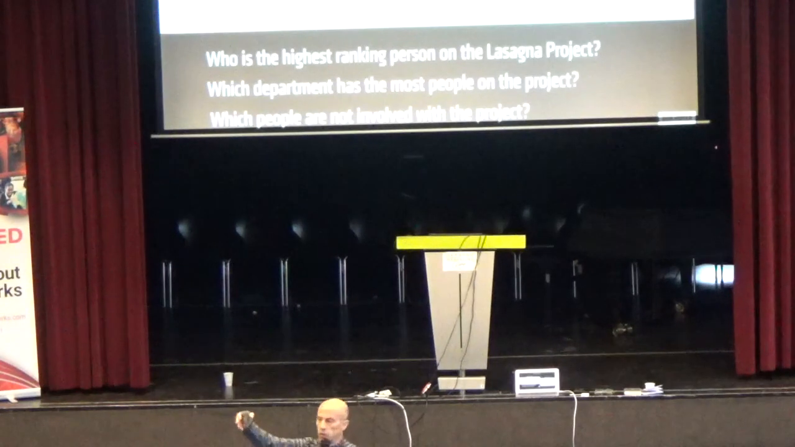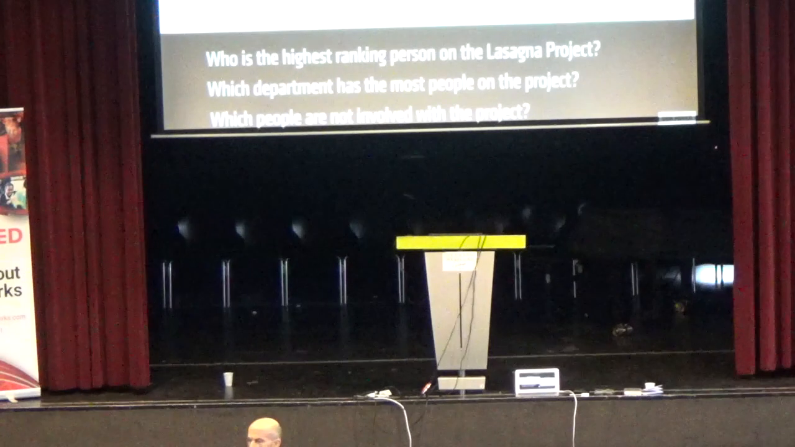So Claire, as I promised, could you tell me please who the highest ranking person in the Lasagna project is? No. Who? Jeff, we'll see. Thank you. And ma'am, could you tell me which department has the most people in the project? Yes, I know. Which department has most people in the Lasagna project? Head of marketing? We'll see. Thank you very much. So, number 3. Which people are not involved in the project? Jen. Okay, just the one.